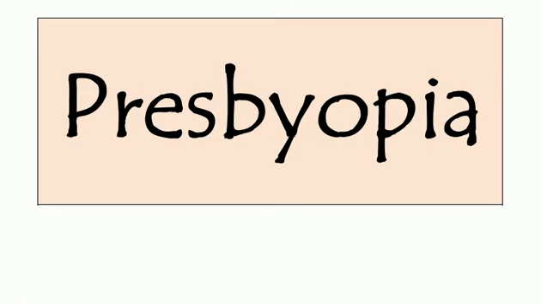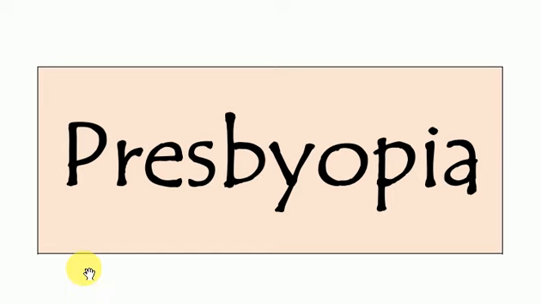So the next chapter is presbyopia. Presbyopia, as you know, is the steady decline of the amplitude of accommodation with age. Why? Mainly due to sclerosis of the fibers of the crystalline lens, and also changes in the capsule of the lens.